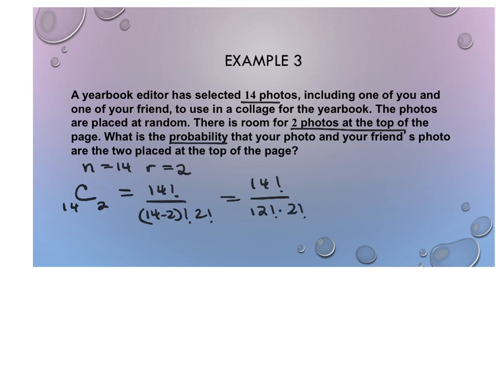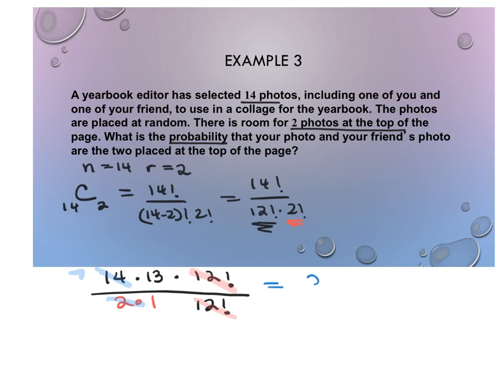I'm going to go ahead and expand it out. 14 times 13 times 12 factorial, because again I'm going to write this 12 factorial right underneath it so I can cancel it, and then I'm going to take the 2 factorial and expand it. The 12 factorials cancel, and then I can also cancel 2 will go into 14 7 times. So 7 times 13 is 91. So there are 91 different combinations of those photos.